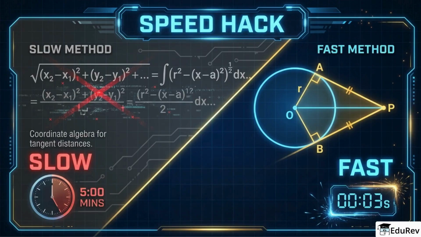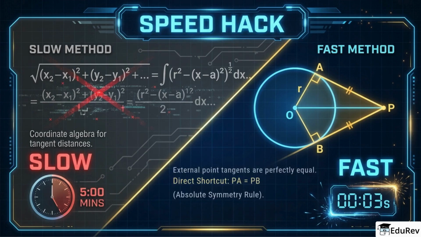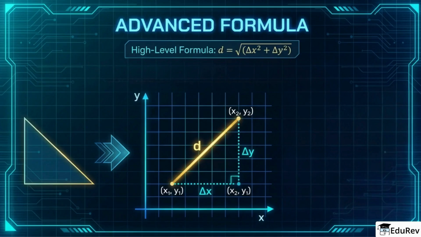Speed matters a lot in circle problems. And here we can see why direct symmetry beats long quadrant algebra. For external tangents from a point, the tangent lengths are equal. So PA equals PB is the clean shortcut. That instantly gives you congruent right triangles and removes the need for cumbersome distance formulas. This is the kind of trick that turns a 5-minute calculation into a 3-second recognition problem, which is exactly what CAT rewards. Advanced formulas become very useful once the visual basics are in place.